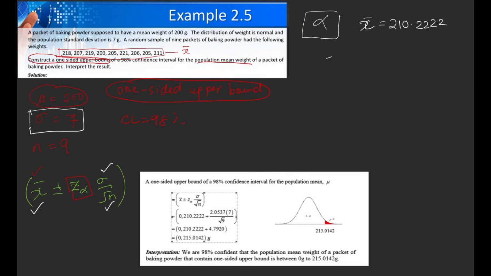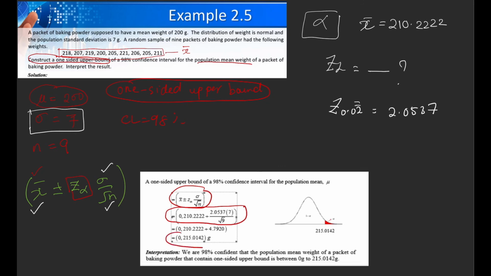Now you don't have the z alpha, so you have to find the z alpha in your stat table. I give you the answer here: z 0.02 equals 2.0537, and then you substitute all into the formula. You will get this answer. If you notice, this answer has 0 and 215.0142 gram. Why 0 for the lower boundary?